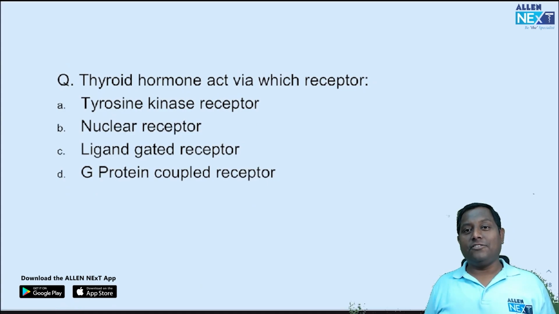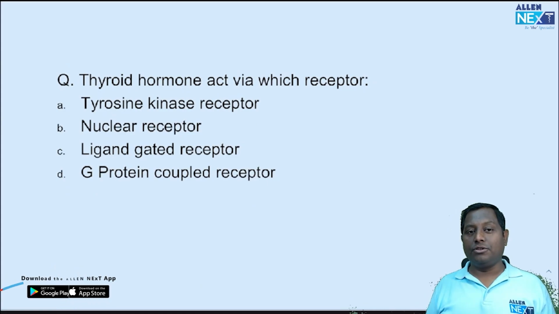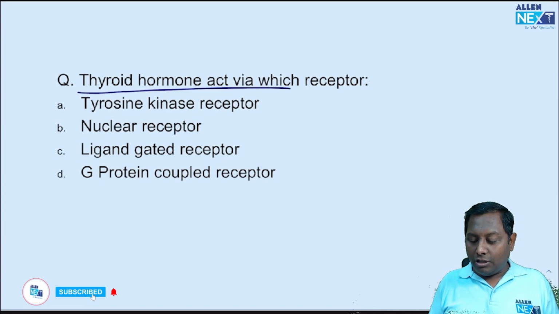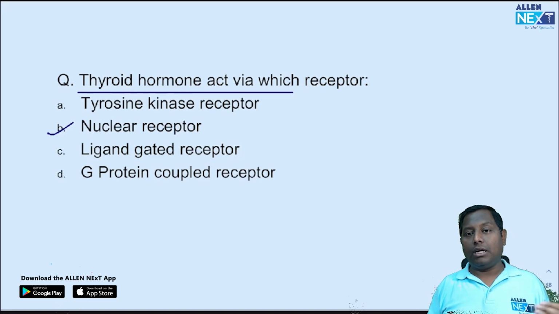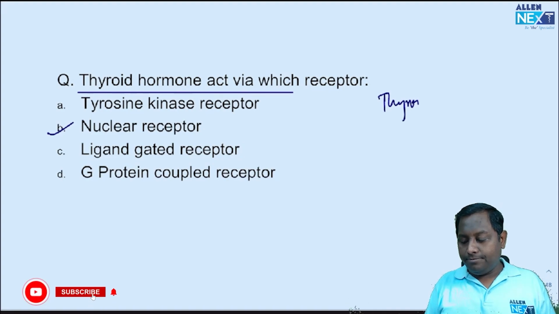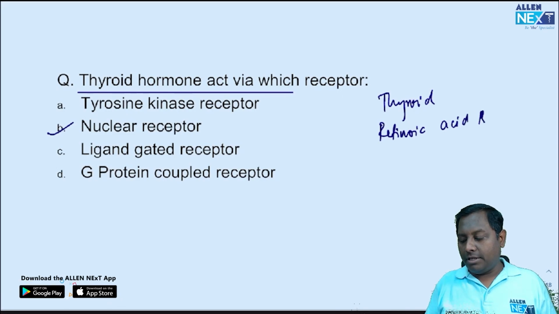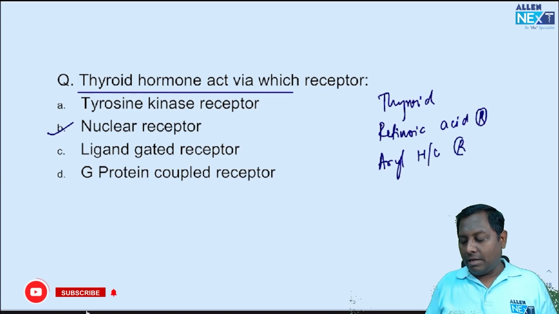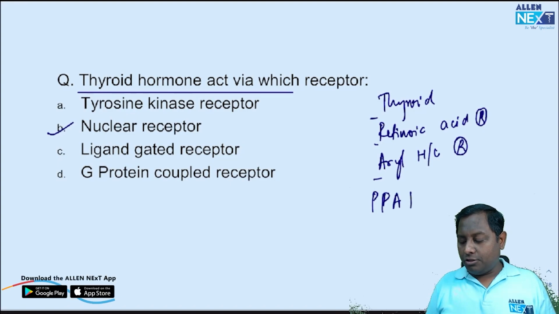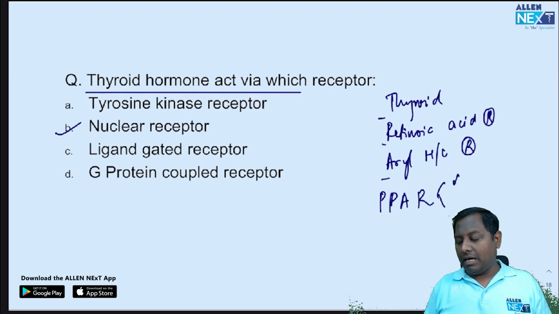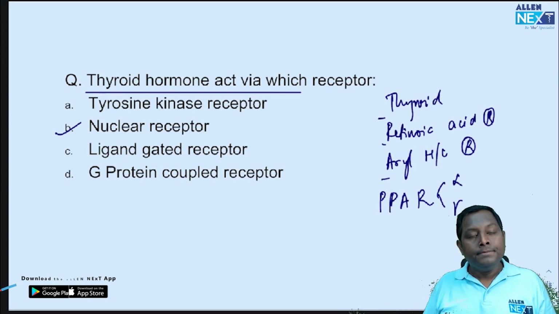Now you can consider this as pharma, or as physiology. We both used to discuss this. Thyroid hormone acts mainly by nuclear receptors. So we used to say what? Nuclear receptors include thyroid, retinoic acid receptor, aryl hydrocarbon receptor, and PPAR, peroxisome proliferator activated receptor, alpha and gamma. All of them act via nuclear receptors.